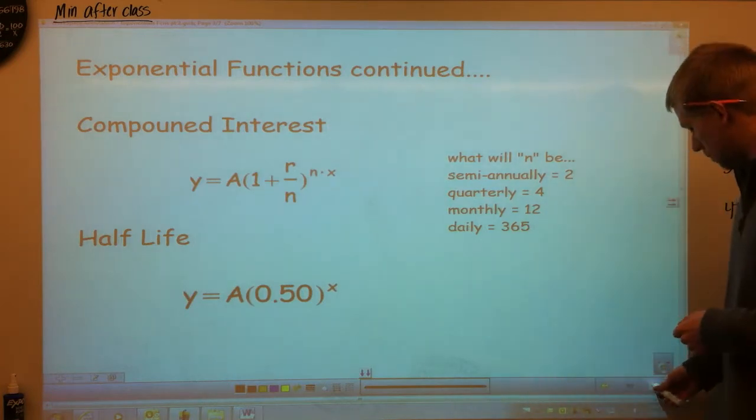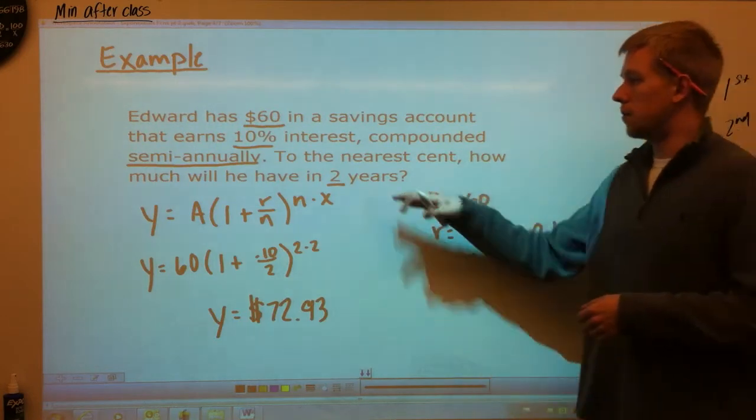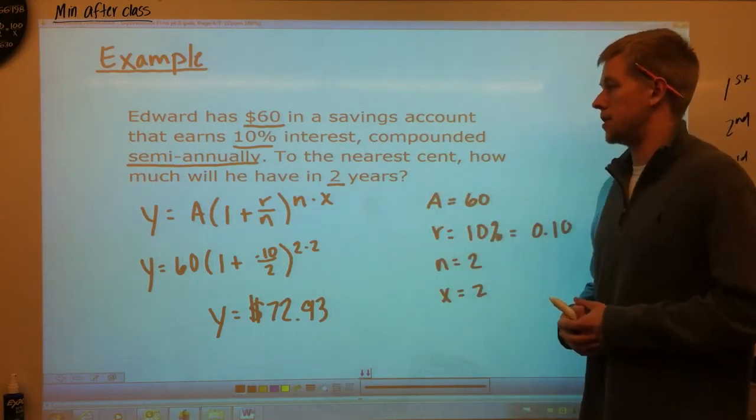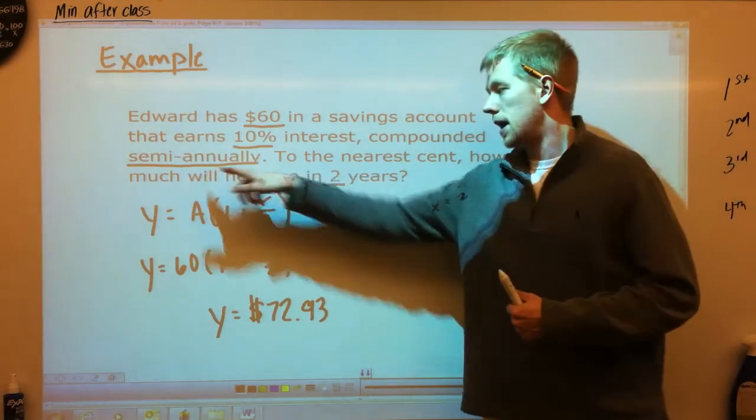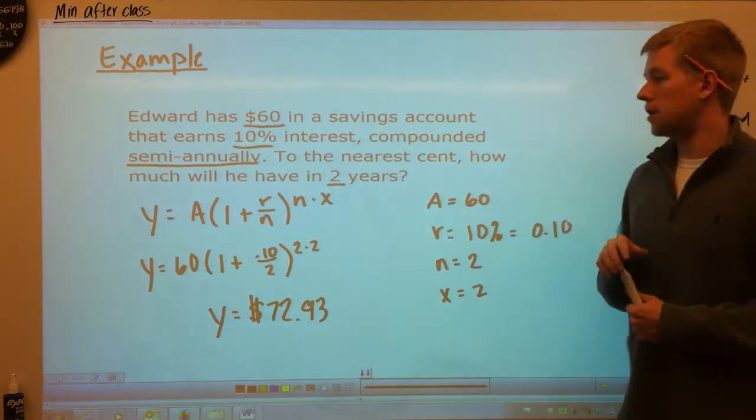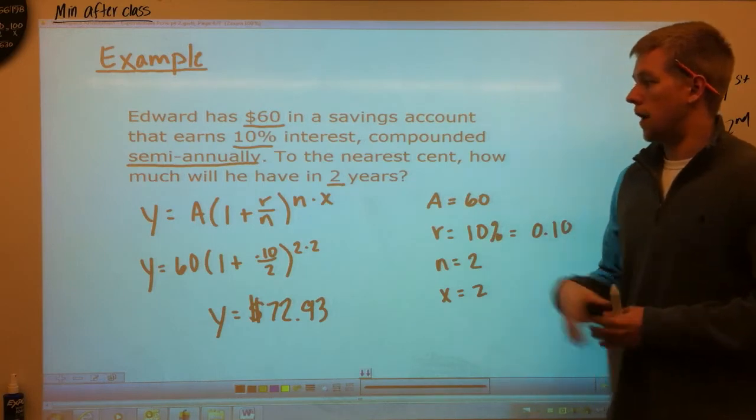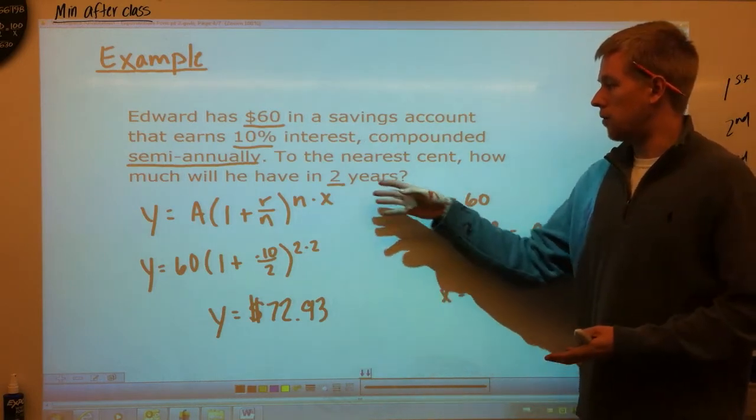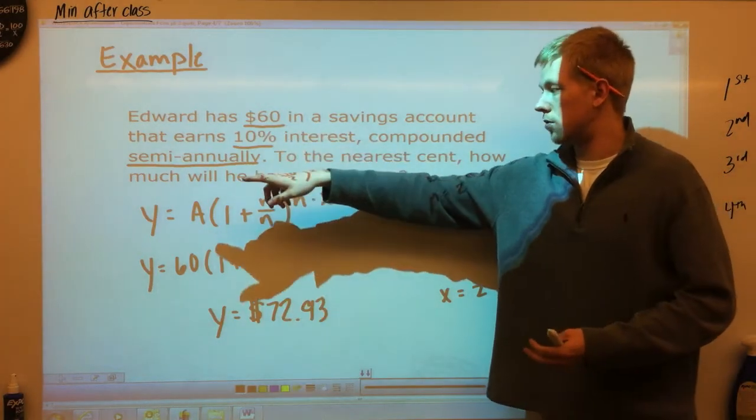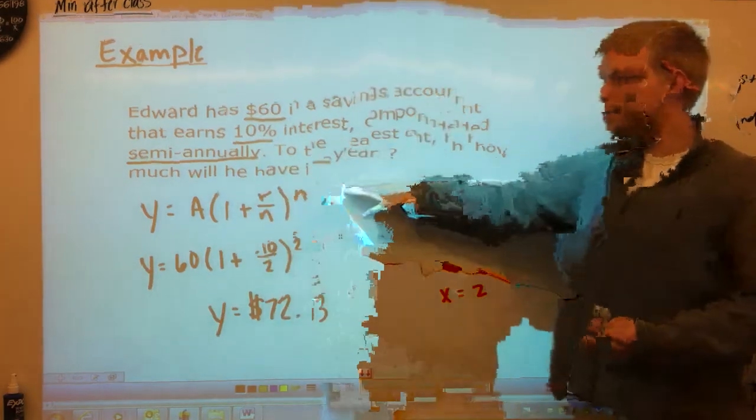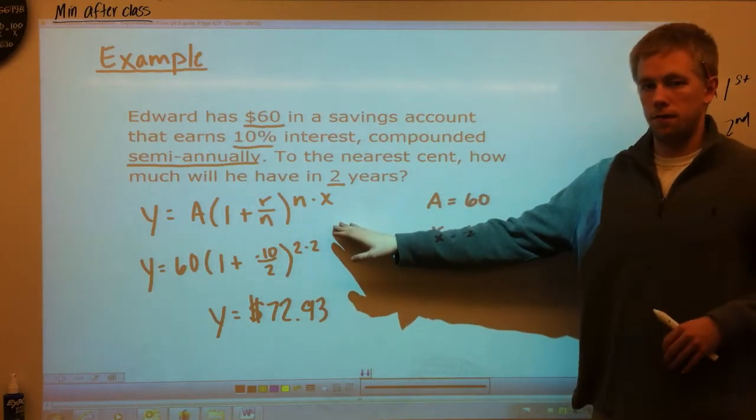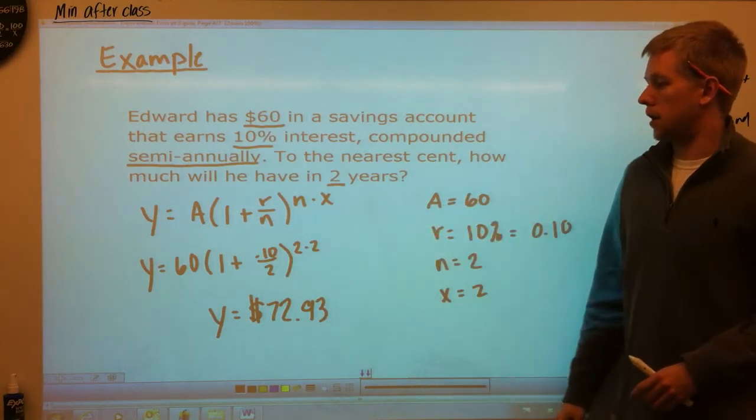Okay, so we're going to do some examples. First example, Edward has $60 in a savings account that earns 10% interest, compounded semi-annually, to the nearest cent. How much will he have in 2 years? So I underlined and annotated the important stuff. After I've done that, I realized 60 is important, 10% is important, semi-annually is important, and 2 years is important. I'm going to write down my function. Okay, so write down the normal function that I would have, and we're going to plug in what we know.